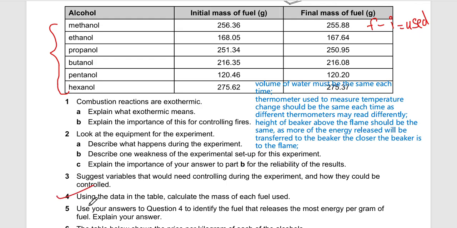And question 5, use your answers to question 4 to identify the fuel that releases the most energy per gram of fuel. Explain your answer. So this is per gram, then you are finding how much fuel is transferred. Yes.